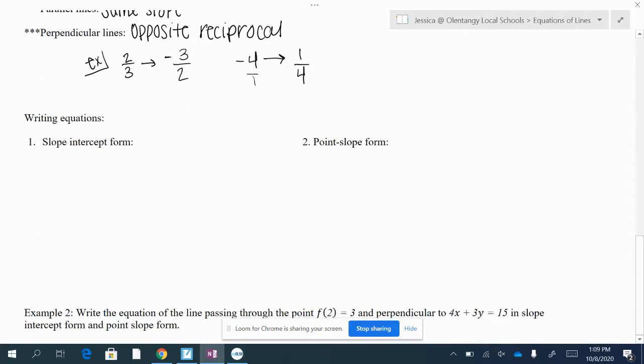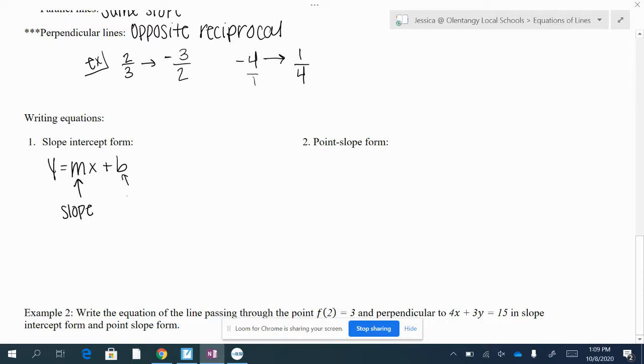So when we move on to writing equations, we have two different forms we can write equations in. We have slope-intercept form, and that looks like y equals mx plus b. M is our slope. Remember, it is m, not mx. So when I ask you to identify the slope of y equals 2x plus 3, just like I did at the top, my slope is 2. Okay, do not include the x value when talking about slope.